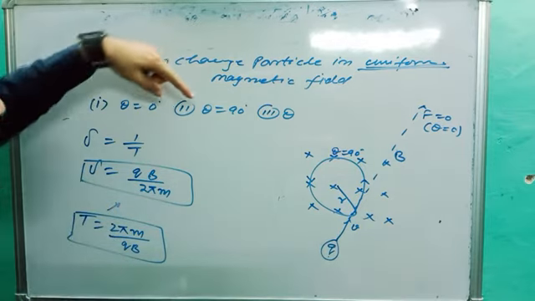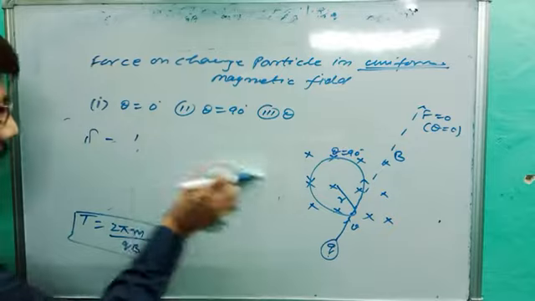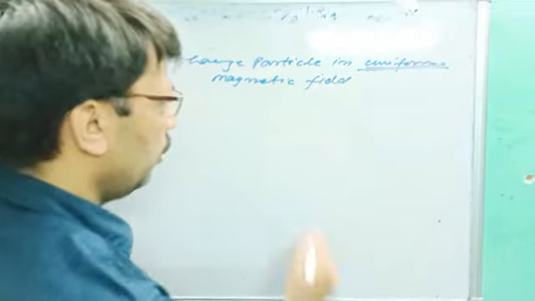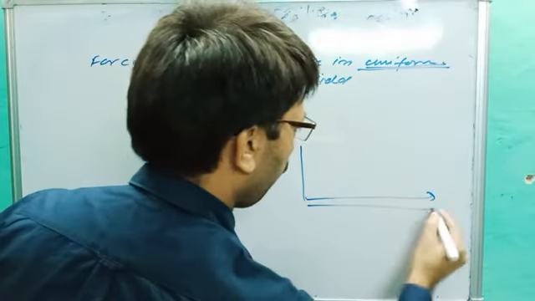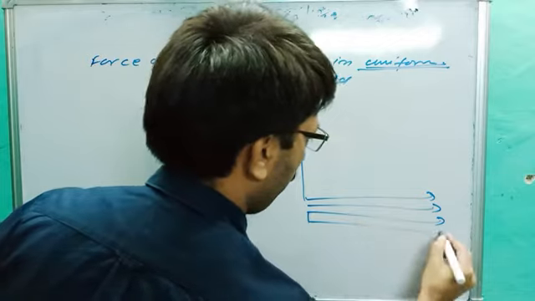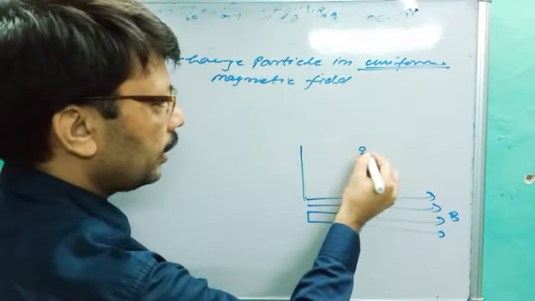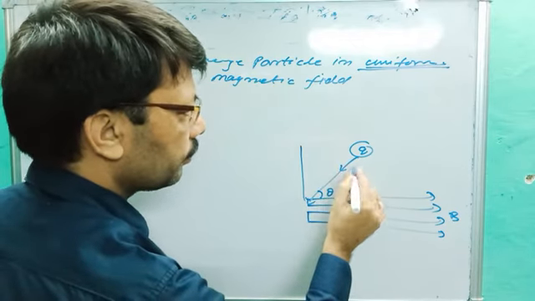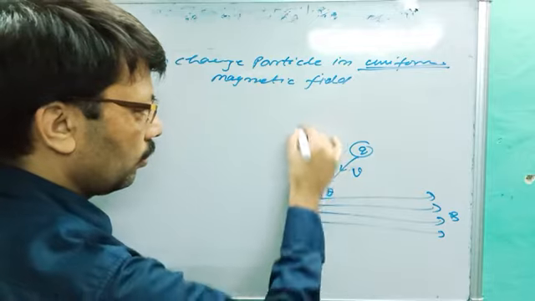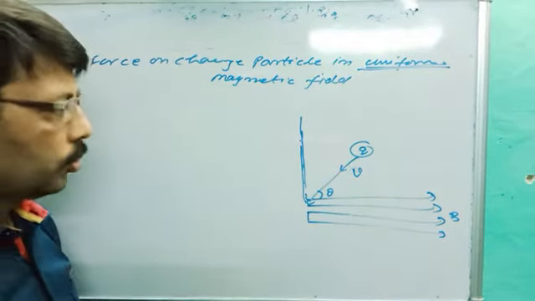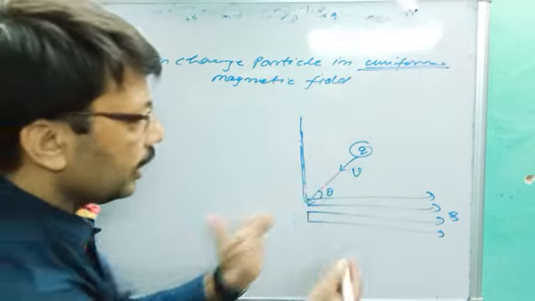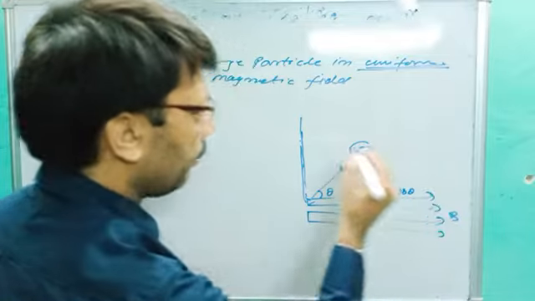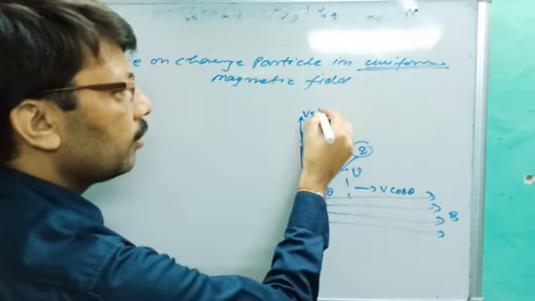So this is the case of theta equal to 90 degrees. Third, when a charged particle enters at a theta angle, we will trace another diagram. Let's suppose this is the uniform magnetic field B. Any charged particle Q enters with velocity v at a theta angle. Since it is at a theta angle, v is resolved into two components. It becomes v cos theta, and this becomes v sin theta.